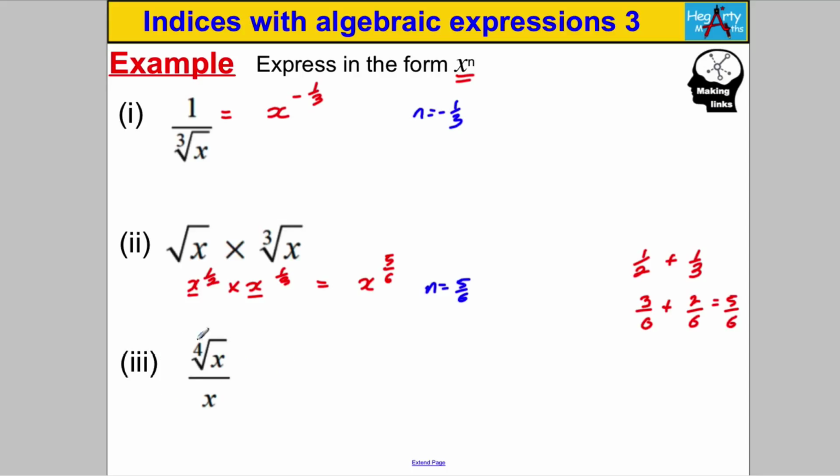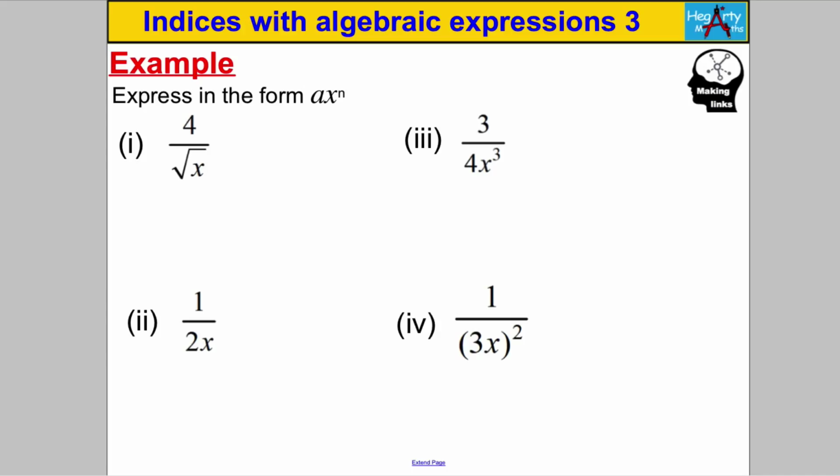And the last one, well, let's write each of these in power form. This therefore is x to the power of a quarter divided by x to the power of 1. When you're dividing and the base is the same, you can subtract the powers. So this is going to be x to the quarter take away 1, which is going to be x to the negative 3 quarters. So in this case, n, our power that we were asked to find, is equal to negative 3 quarters. And the last set of questions, we want to write these in the form some number multiplied by x to a power.